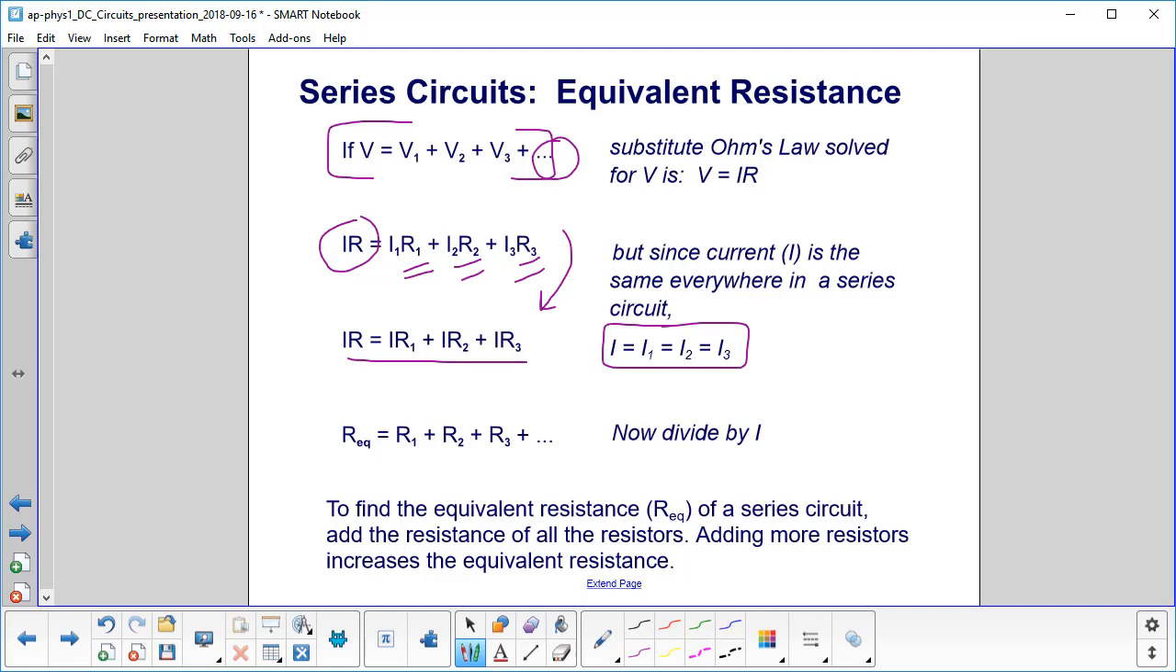You're right, divide by I, and we get R equivalent is just adding all the resistors. Summarizing, to find the equivalent resistance of a series circuit, add the resistance of all the resistors. If you add more resistors, what will happen to your equivalent resistance? Well, it'll just go up because you're adding some more positive numbers.